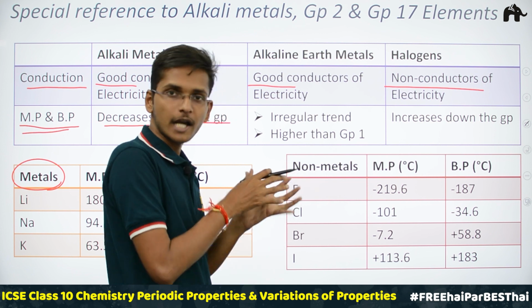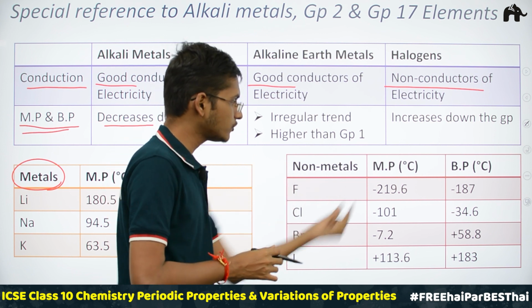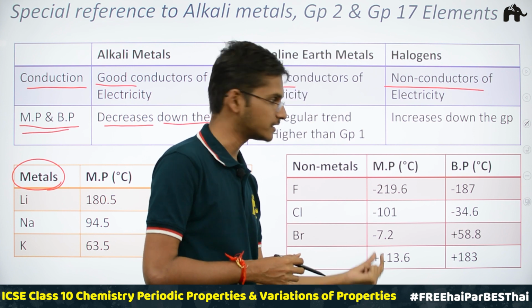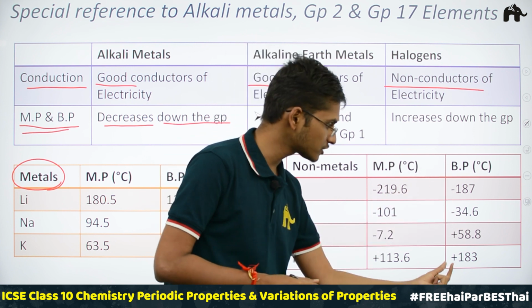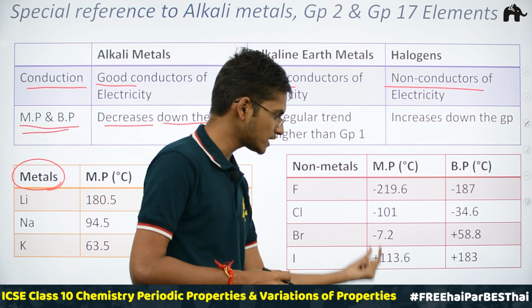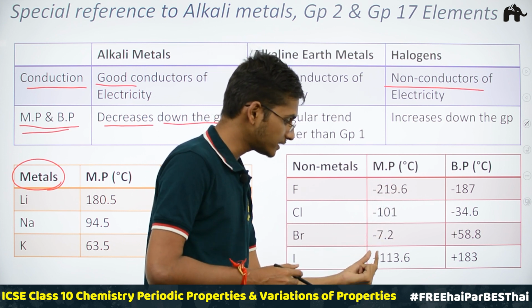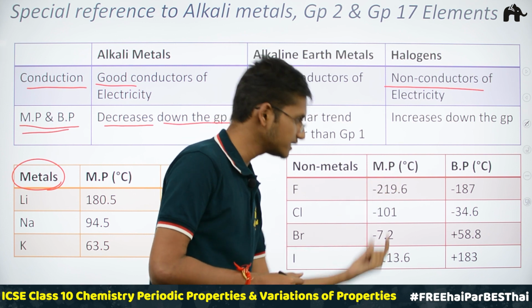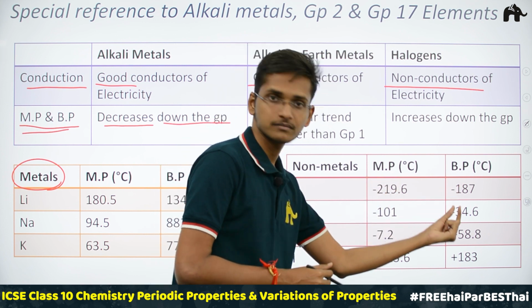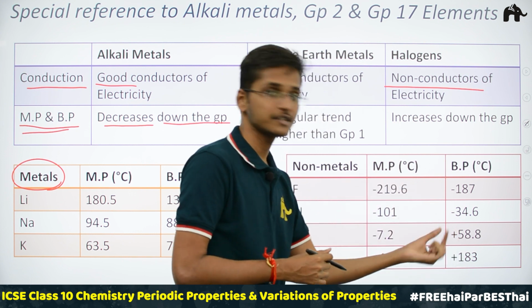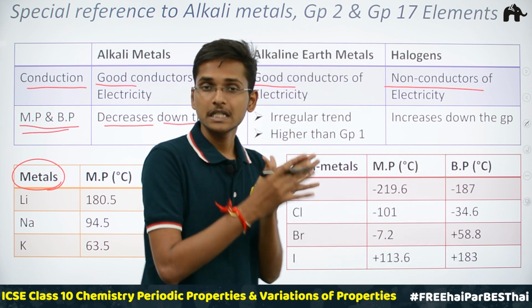See, we have seen the same example: fluorine, chlorine, bromine, iodine, melting point and boiling point. From minus 219 to plus 113, it is increasing. From minus 187 to plus 183. Okay, you can see the values as well: minus 219, minus 101, minus 7.2, and then plus 113. So it is increasing. Minus 187, then less negative, minus 34, then it's becoming positive, plus 58, and then plus 183. So boiling point is also increasing.